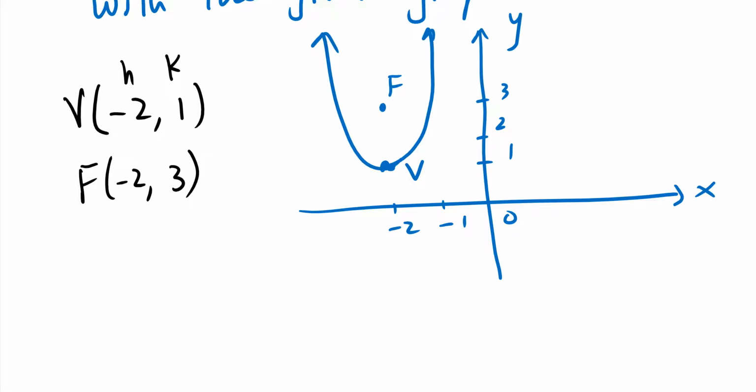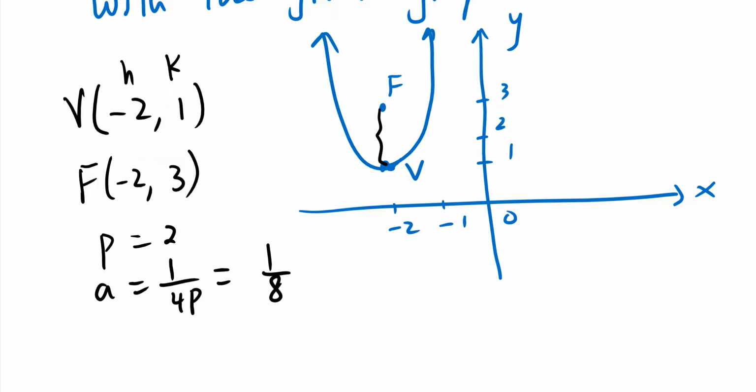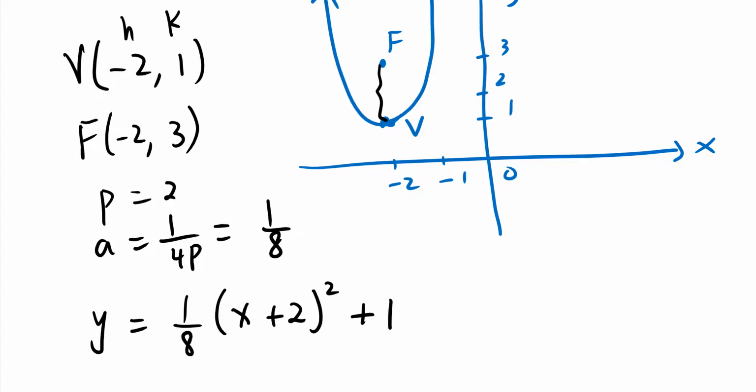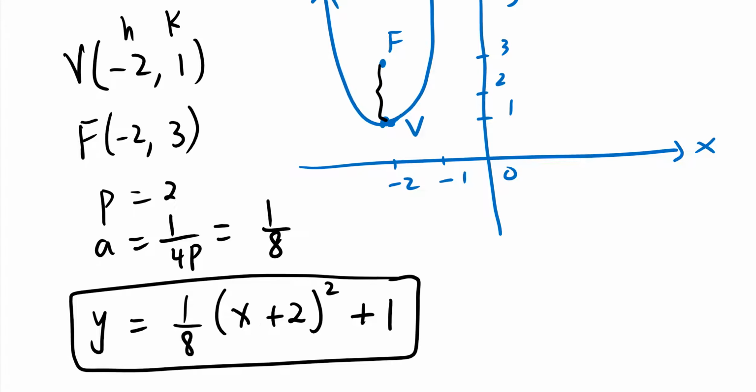So what do I need? We need a. H, k, and a. A is 1 over 4p, and p is the distance from here to here. In this case, that's 2. So p is 2. So a is 1 over 4p, 1 over 8. That's a. And then we have y equals a times (x minus h) squared plus k. So that gives us the equation of the parabola for the given graph.